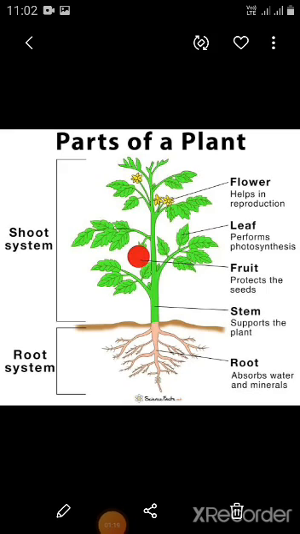Flower helps in reproduction. Leaf performs photosynthesis. Fruit protects the seeds. Stem supports the plant and root absorbs water and minerals.